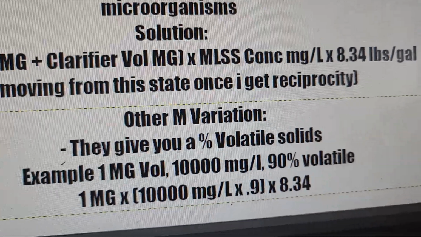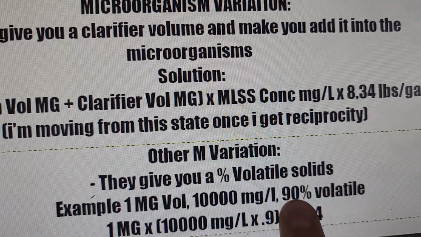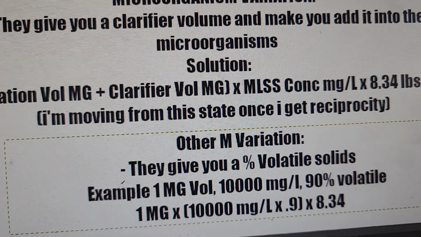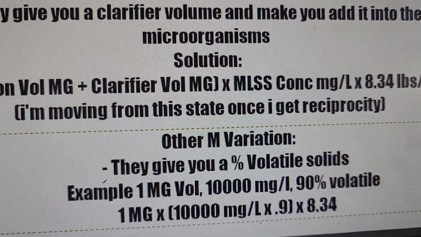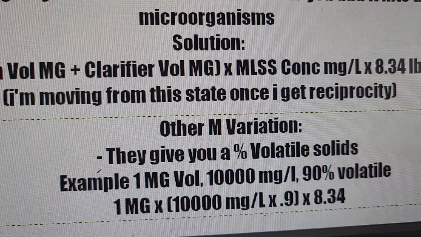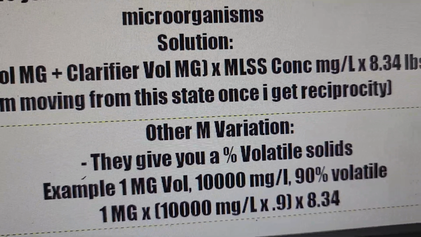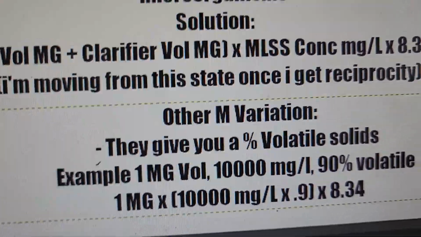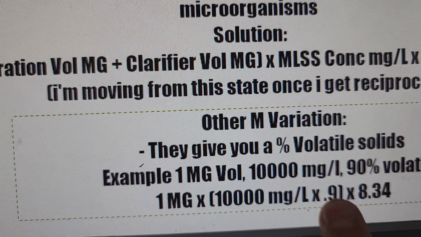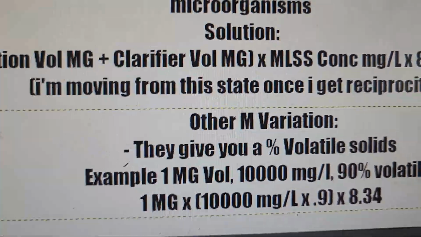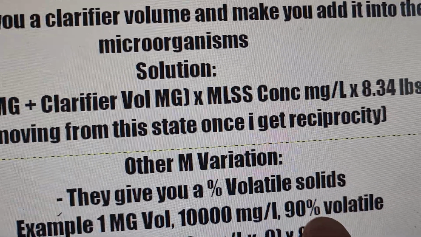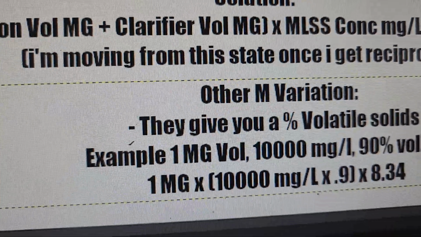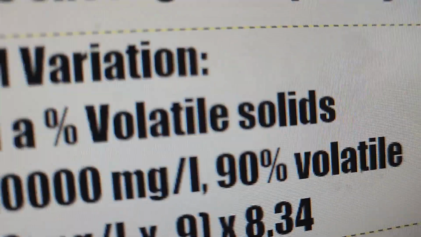% volatile solids, you have to convert that into a decimal. You can't times it by 90 or else you'll have freaking 900,000 milligrams per liter. You'll have 90% sludge. It's probably not good. I don't think you'll be getting proper aeration in your aeration basin. So you convert that, you divide that number by 100, or you move the decimal over 2. Because remember that %, if you ever took a math class, that % means it's 90 over 100. So it's 0.9. Don't forget your 8.34.